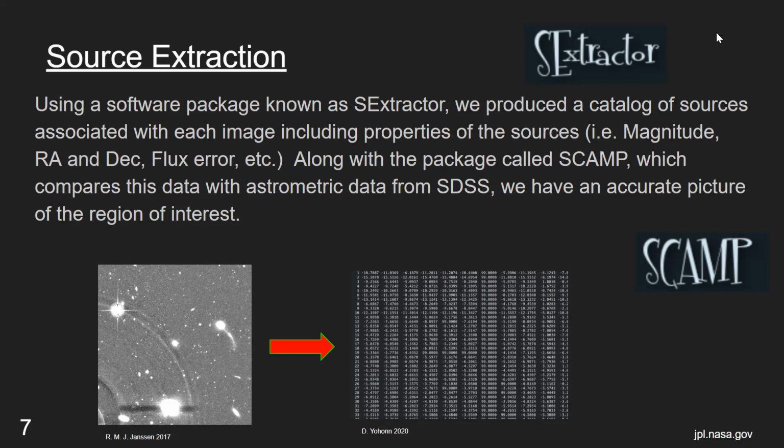Along with a package called SCAMP, which compares the data with astrometric data from old SDSS data, we have a more accurate picture of the region of interest. So this is just basically cataloging the data, making sure that the source or the galaxy that we're looking at is what we're trying to look at.